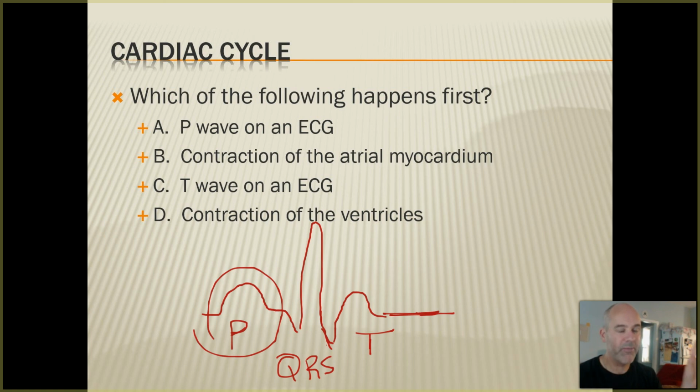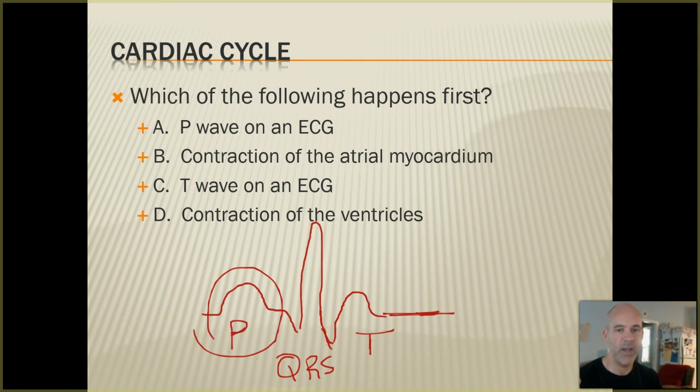So the P wave causes atrial myocardium to contract. And then what does the QRS wave represent? That's representing the depolarization of the ventricle. So that electrical activity, that action potential, then spreads across the ventricles. And what does that trigger? Once that happens, then the ventricles contract.